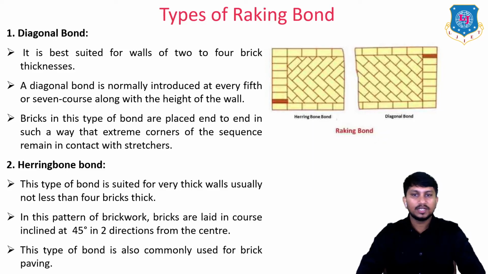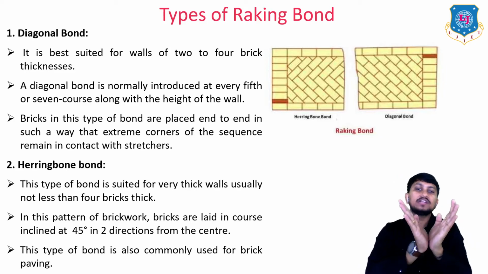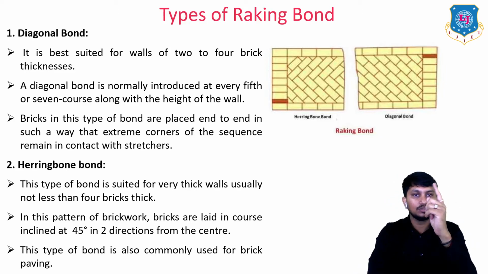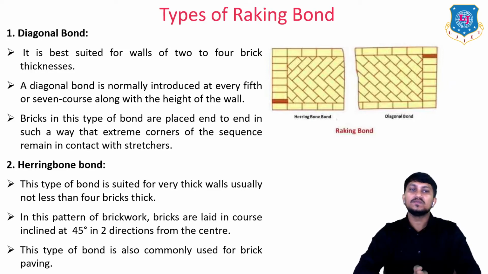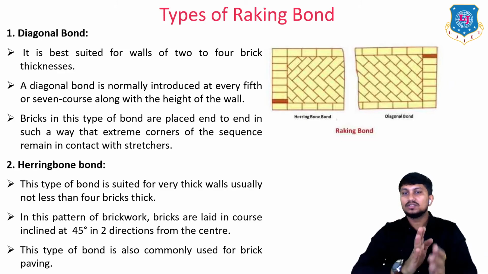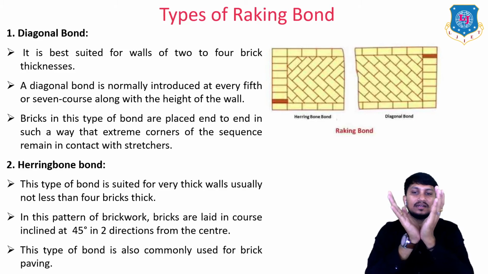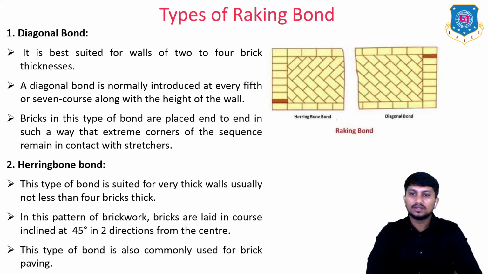This type of bond is suited for very thick walls, usually not less than 4 bricks thick. Okay. In this pattern of brickwork, bricks are laid in courses inclined at 45 degrees in two directions from the center. Okay, you can clearly see herringbone bond in this figure. The difference between diagonal bond and herringbone bond is that in herringbone bond, the bricks are inclined at 45 degrees in two directions, while in diagonal bond, the bricks are inclined at 45 degrees but in one direction. Okay, this type of bond is commonly used for brick paving, or you can say pavement work also.